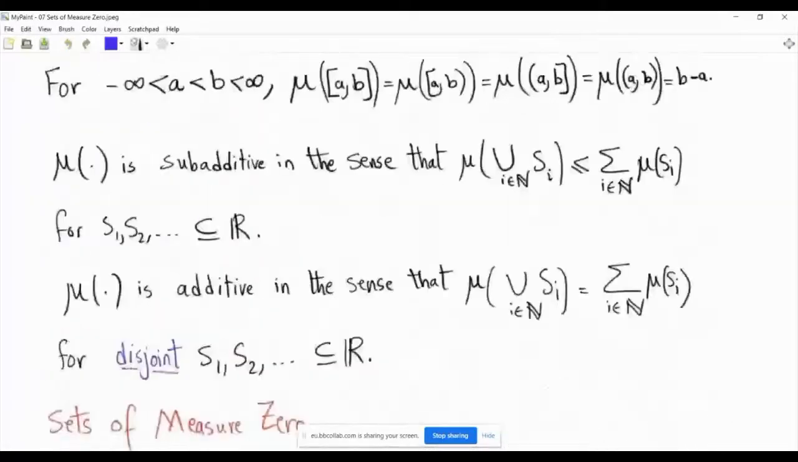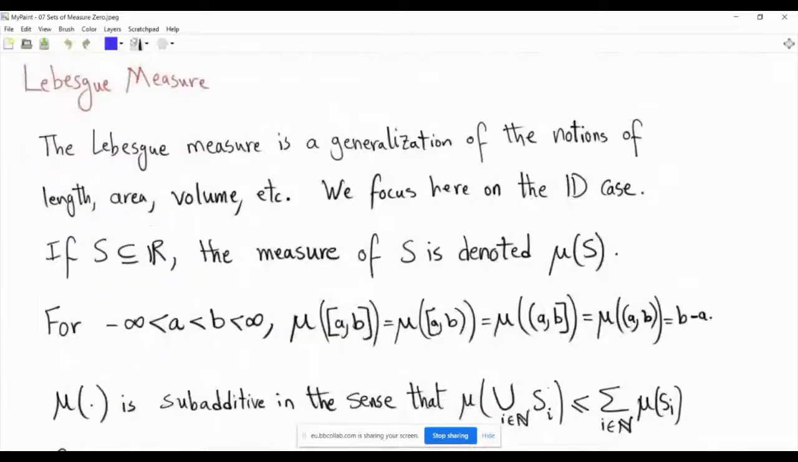Sets of measure 0. Okay. Now, again, this is from measure theory. As I said at the beginning of this lecture, if we want to do things rigorously in signal processing, we should do Lebesgue integrals. But it turns out that it's enough to know about sets of measure 0. So the Lebesgue measure is a generalization of the idea of length in 1 dimension, area in 2 dimensions, and volume in 3 dimensions, and so on. We will focus here on 1 dimension.